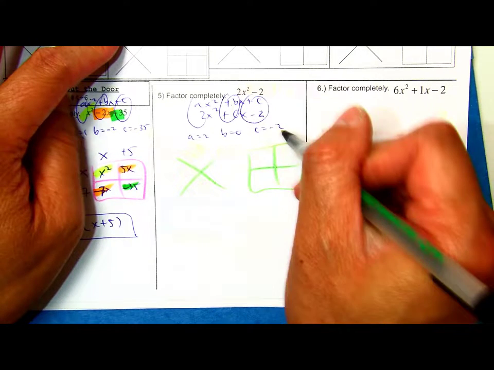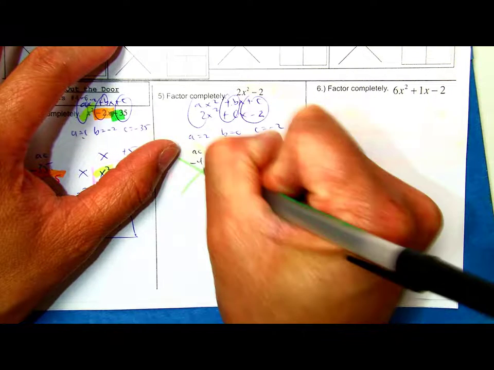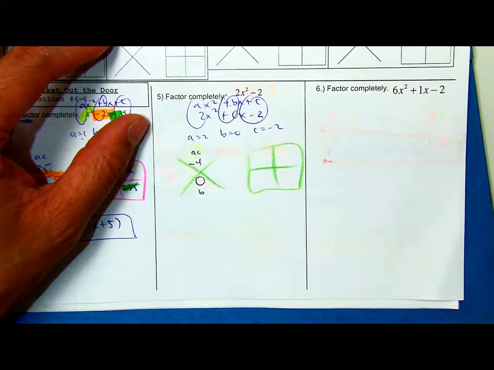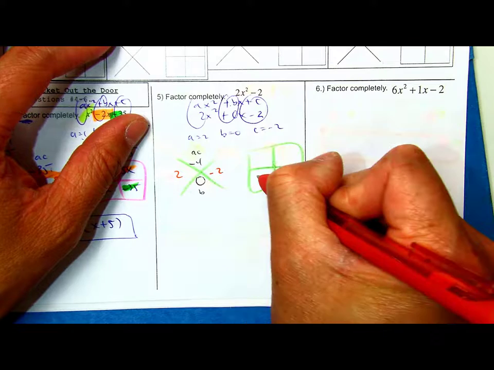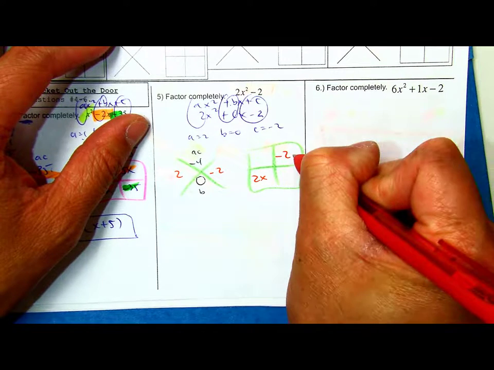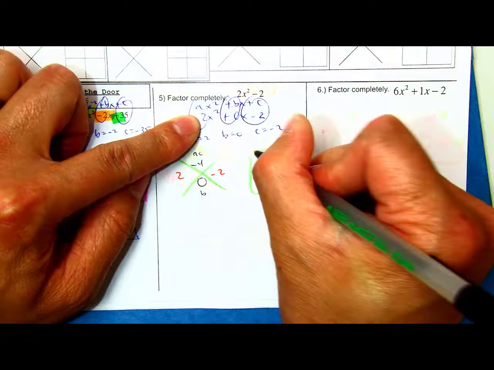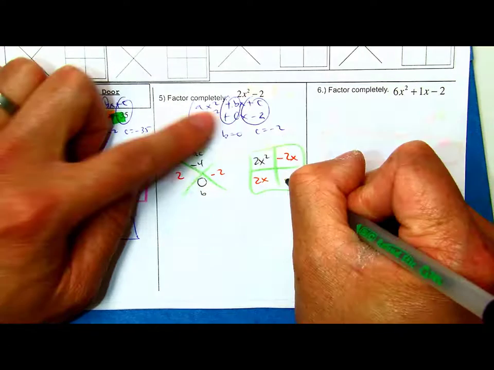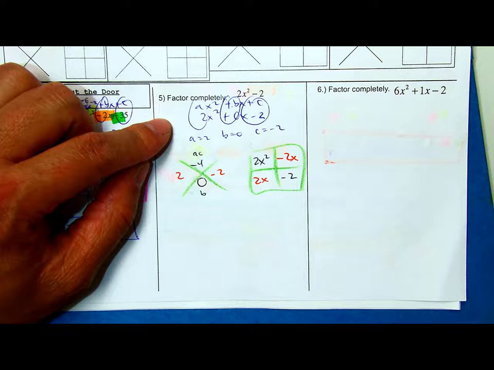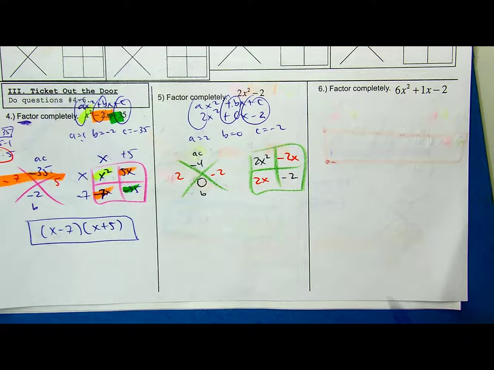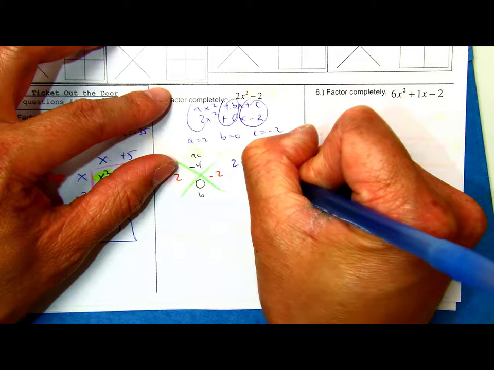A times C is -4. B value is 0. My two numbers are going to be 2 and -2. This is your first term and your last term. Greatest common factor, -2x. Sorry, 2x.